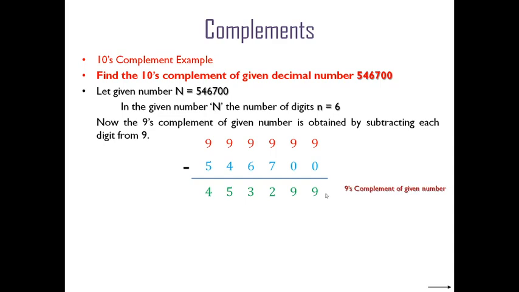For this nines complement, if you add plus 1, then you will get the tens complement. So now we are getting the nines complement like this: 453299, and we are going to add plus 1. And if we add the plus 1, 9 plus 1 is 10. Again 9 plus 1 is 10, and 2 plus 1 is 3, and 3 4 5 4, like that we will get 4 5 3 3 0 0.